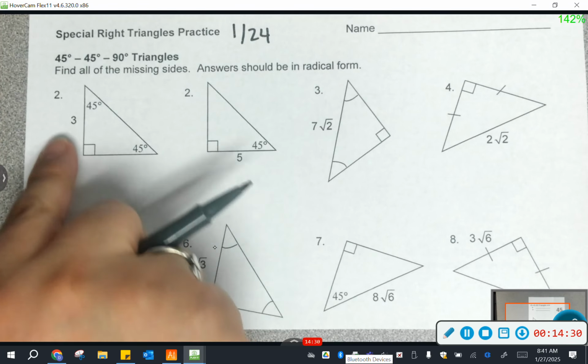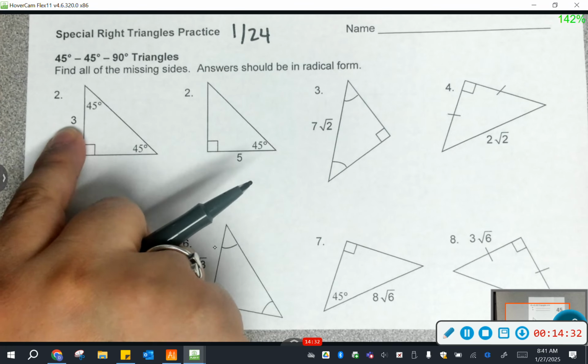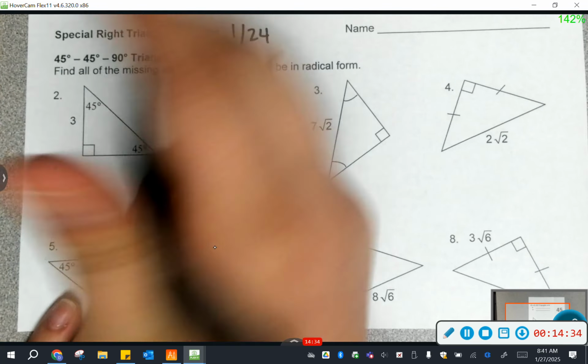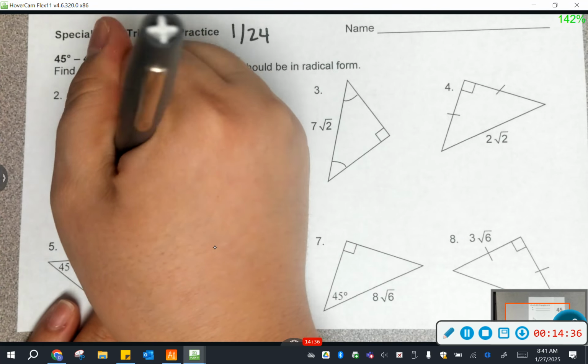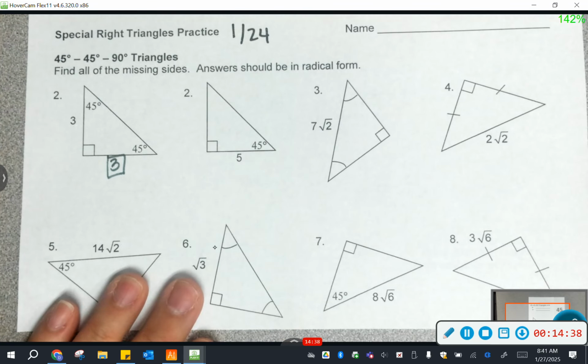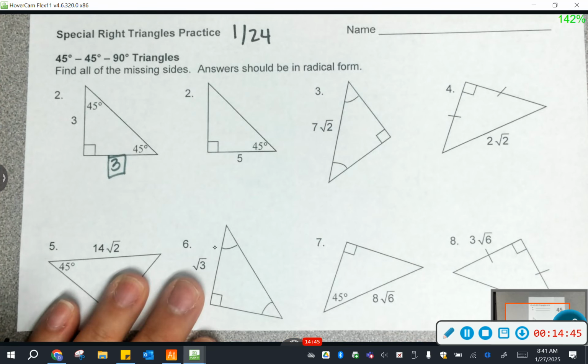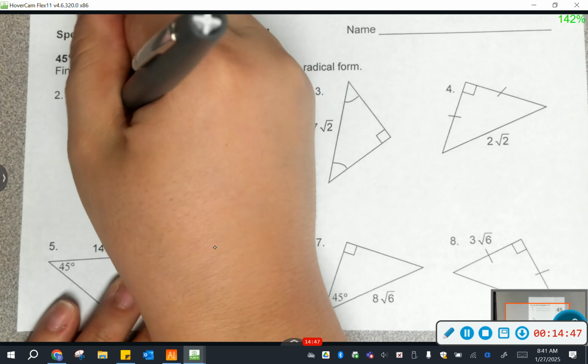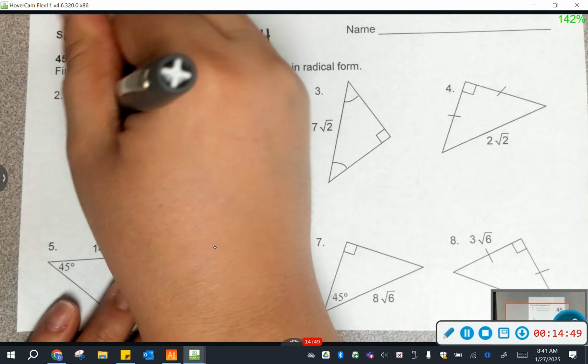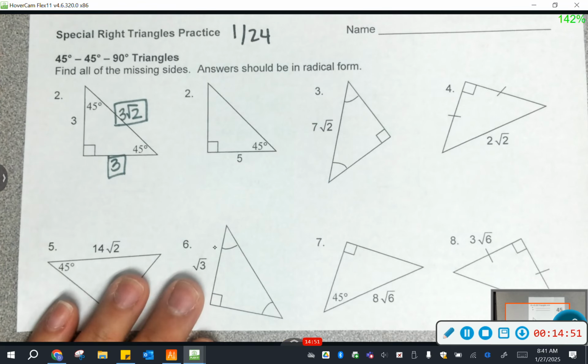Number 1, if this side is 3, what's the bottom? 3. Box it. That's your answer. Is it really that easy? Yes, ma'am. What would the diagonal be? It'll be 3 square root of 2. And that's it. Is it really that easy? Yes.